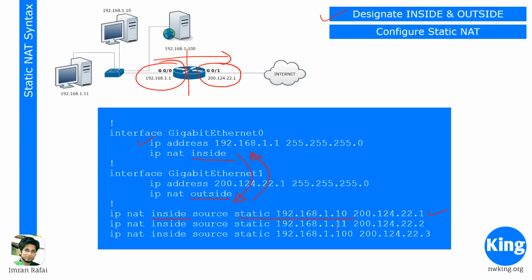Similarly, we're telling 1.11 should go to 22.2. Second translation, 1.100 should go to 22.3. That's your third translation. So we are translating every IP address, manually, statically configuring those. That's why it's called static NAT.